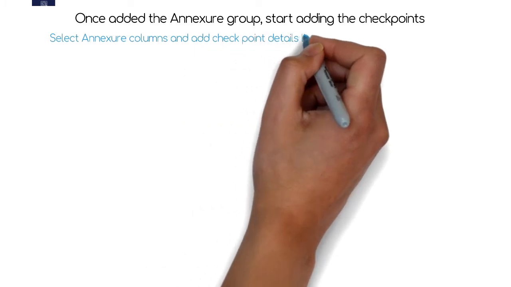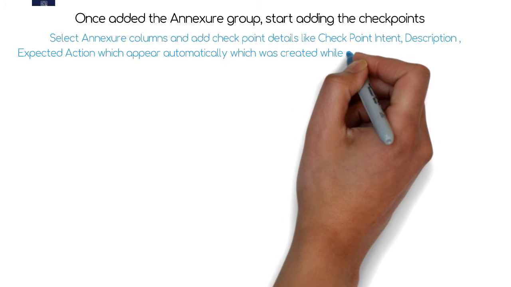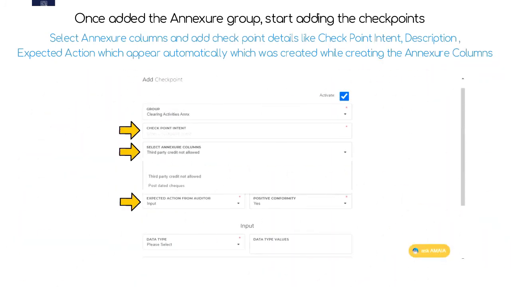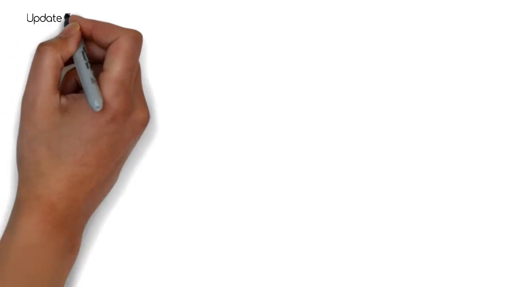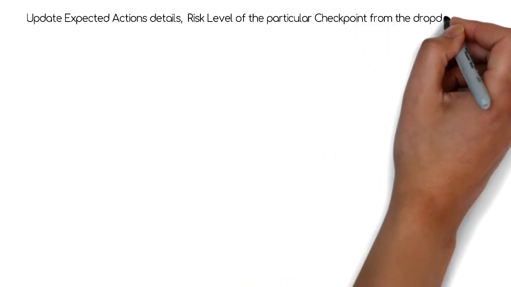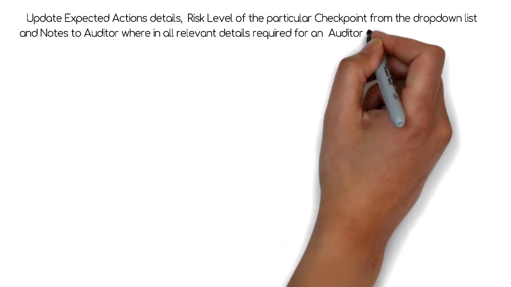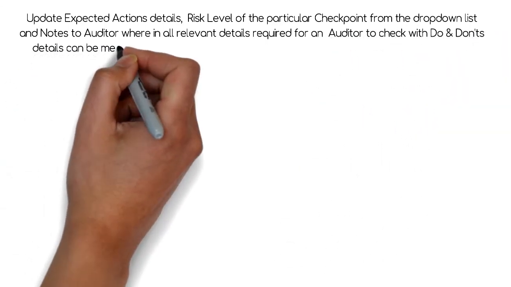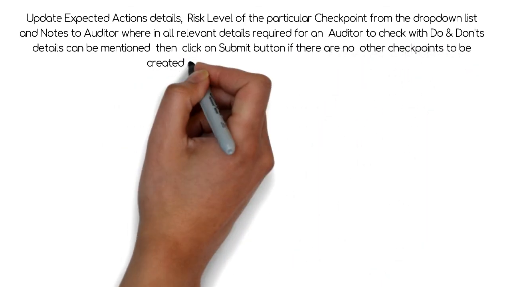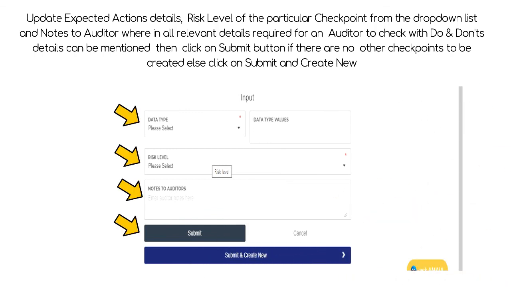Select Annexure columns and add checkpoint details like checkpoint intent, description and expected action, which appear automatically, as they were created while creating the Annexure columns. Update expected action details, the risk level of the particular checkpoint from the drop-down list, and notes to auditor, wherein all relevant details required for an auditor to check, with do's and don'ts, can be mentioned. Then click on the Submit button if there are no other checkpoints to be created, else click on Submit and Create New.